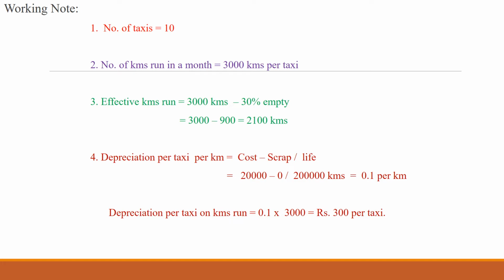So how do we calculate depreciation? Depreciation per taxi per kilometer equals, the formula is cost minus scrap divided by life. So the cost of a single taxi is Rs 20,000. No scrap value is given. Life is 2 lakh kilometers. So 20,000 divided by 2 lakh is Rs 0.1 per kilometer.